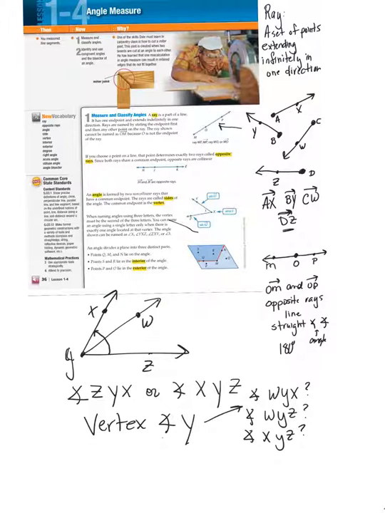So if you have a singular angle like you do up here, and you want to use the name of the vertex, that's great. But when you have multiple angles at the vertex like here, this is not a good option at all. Now we can also use numbers to name angles.